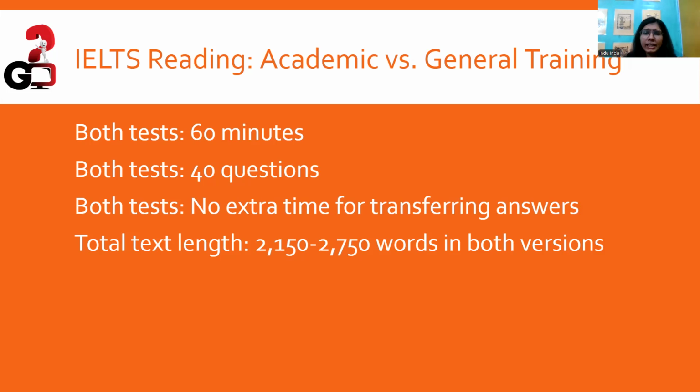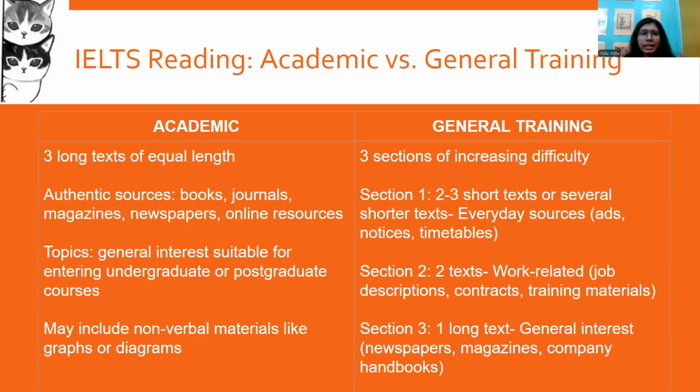The academic reading test features three long texts of equal length. They are taken from authentic sources like academic books, journals, reputed online sources. All right. The topics are of general interest, but at a level suitable for university entrance. You may also encounter non-verbal materials like graphs or diagrams.